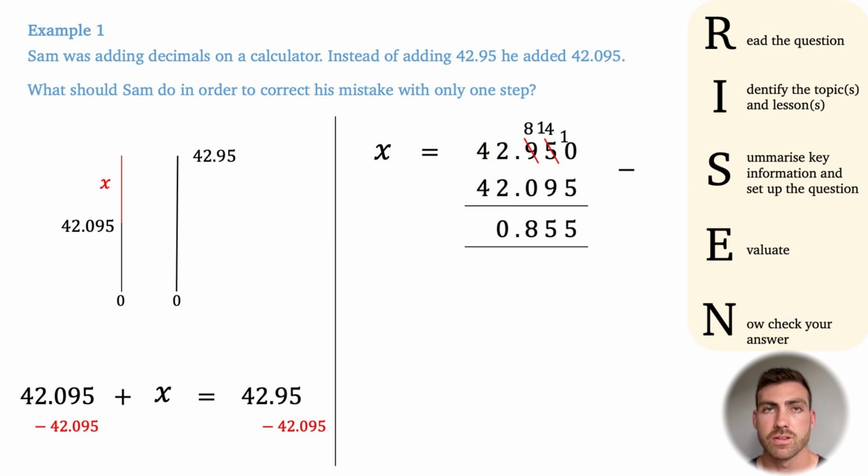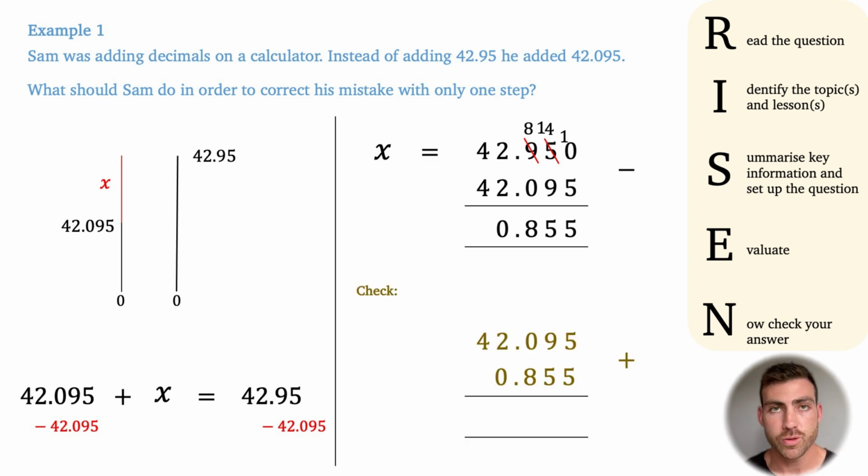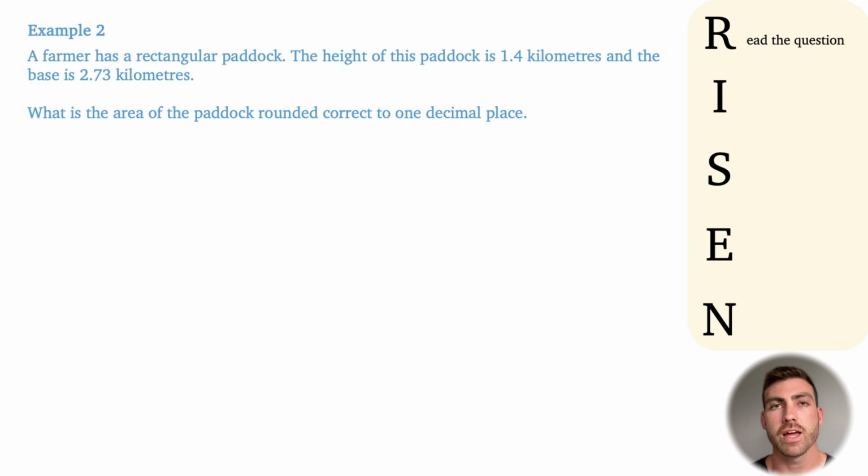Next, the N, the final step, which is now check your answer. We can do this by adding our answer and 42.095 and see if it equals 42.95. And yes, we know we are correct. Example 2. A farmer has a rectangular paddock. The height of this paddock is 1.4 kilometers and the base is 2.73 kilometers. What is the area of the paddock rounded correct to 1 decimal place?